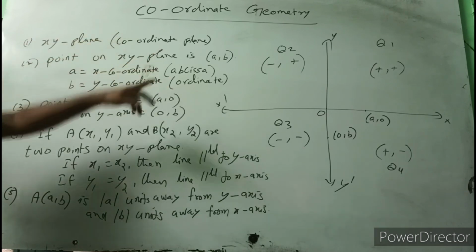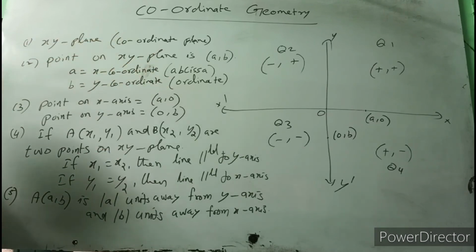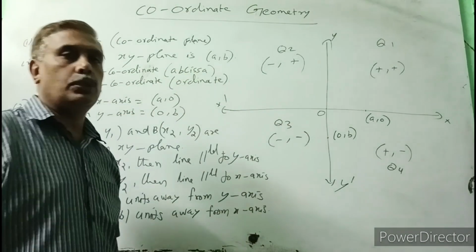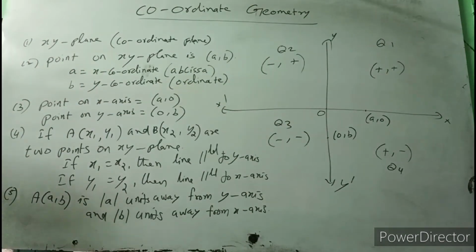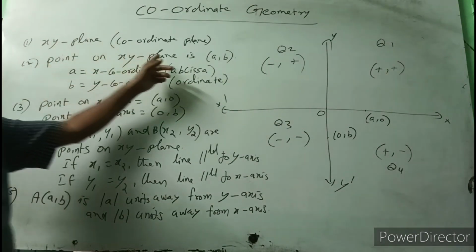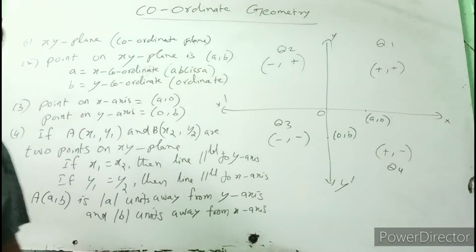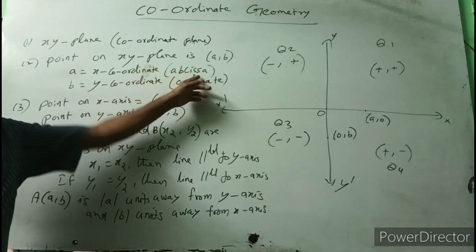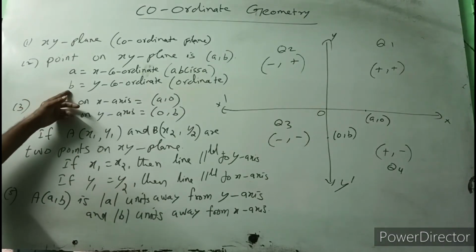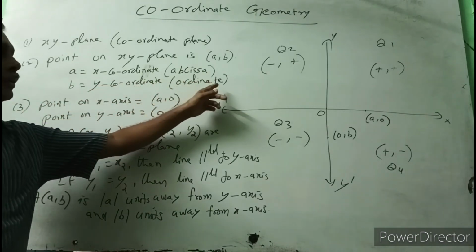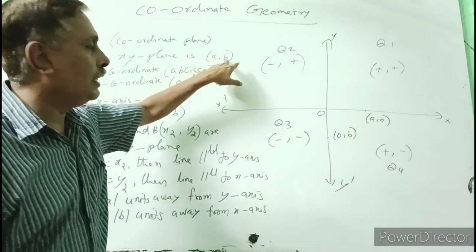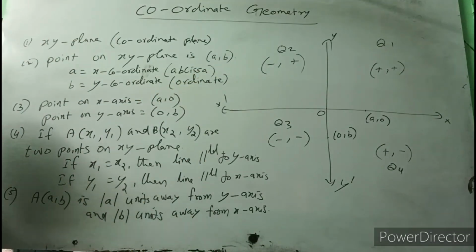This plane is called the xy plane or coordinate plane, meaning the plane containing the x-axis and y-axis is called the xy plane. Second, a point on the xy plane is of the form a comma b, where a is called the x coordinate or abscissa. Similarly, b is called the y coordinate or ordinate. a is the x coordinate and b is the y coordinate.